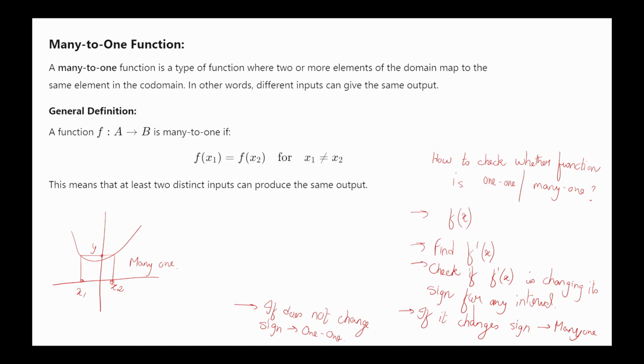And if at certain points the sign is, let's say, negative, and at some points the sign is coming out to be positive, that means it is changing its value. That means we can say it is a many one function. We'll solve a few examples for this. Based on that, it will be completely clear how you can check whether any function is one one or many one.